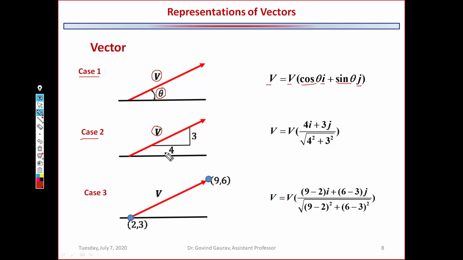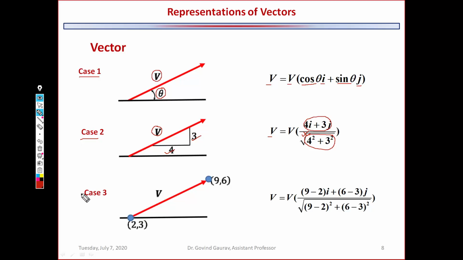The second case would be when we know the magnitude of the vector and the angles are defined in terms of the horizontal intercept as well as the vertical intercept. In that case, we define the vector as v multiplied by the unit vector along the direction. A unit vector is a vector divided by its magnitude.